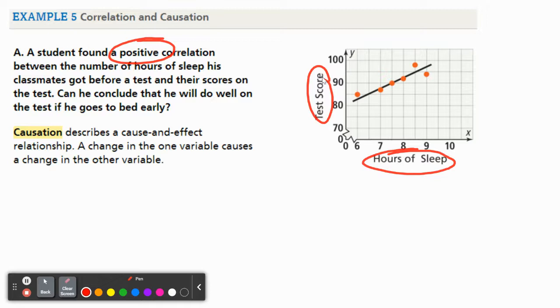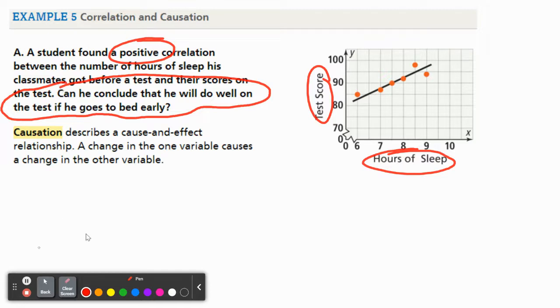Okay, so the question is, can he conclude that he will do well on the test if he goes to bed early? So essentially what they're saying is, throw everything else out the window. If I go to bed early, will I get a good test score? Well, I hope you think that that's kind of goofy because there's a lot more that goes into getting a good score on a test than just going to sleep, right? You got to make sure you're attending class, pay attention and do your work, ask questions, make sure you study, right? All those other variables contribute.